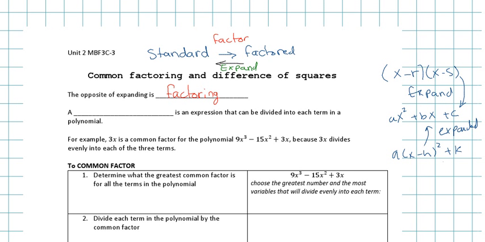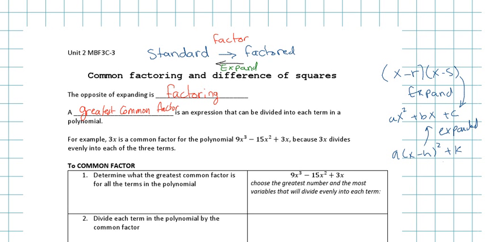Now, first thing that we're going to have to learn about is what we call the greatest common factor. So it's a term that I can take out from every single term in my equation or in my polynomial. So a greatest common factor is an expression that can be divided into each term in a polynomial. Could be a number, could be a letter, or could be a number and a letter together.